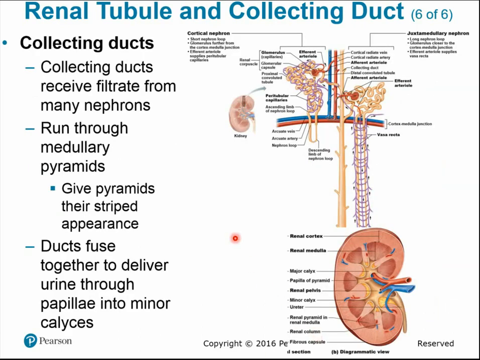Right, so then we said the distal tubule is going to empty the filtrate into the collecting duct. So a collecting duct can receive filtrate from several different nephrons. Right? So then the collecting ducts are going to run down through the medullary pyramids. So when you look at the pyramids, it's what's going to give them this kind of striped appearance here. So then the ducts will fuse together as they reach toward the tips of the pyramids at the papillae to deliver that urine into the minor calyxes.